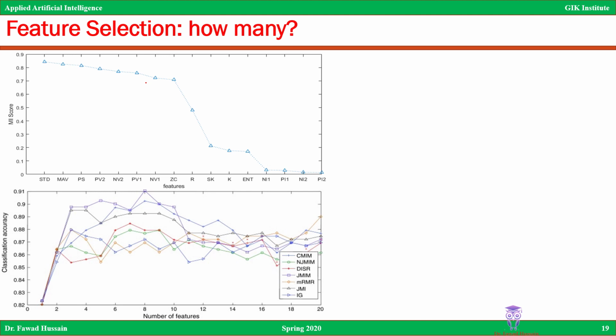One important way is that I can plot a graph. This is from a real data set, and I'll be discussing this exact thing in the case study that we'll be doing. So these are the features: standard deviation, mean average value, power spectrum, and so on. There are 16 features here, and for each feature I calculate the mutual information. I can see from here that this STD, or the standard deviation, has the highest information. It means this is the most discriminatory in nature between the different classes. Then mean average value is the second best, and so on.